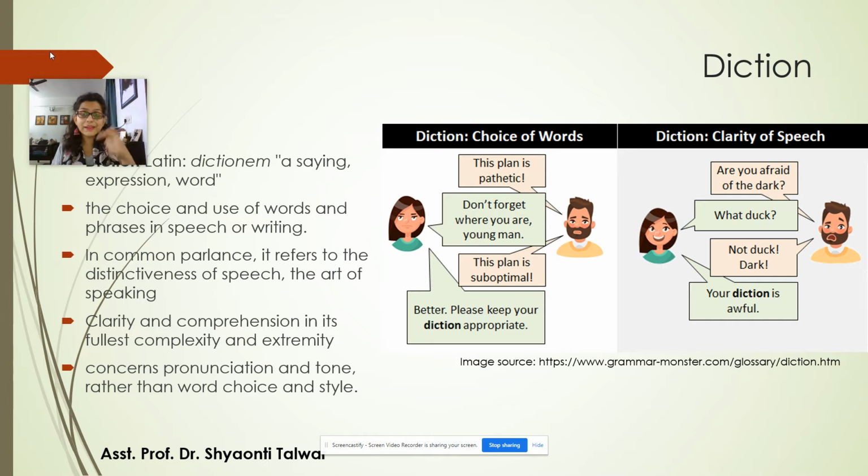And so he corrects himself, he modifies his vocabulary, and he uses a more formal word to say this plan is suboptimal. So it's not the best plan. It's not really the best plan, right? And the woman says, in a kind of veiled warning, a guarded threat, "Better, please keep your diction appropriate." So here it is about the choice of words. It comes very close to the idea of register, which determines the level of formality in speech.